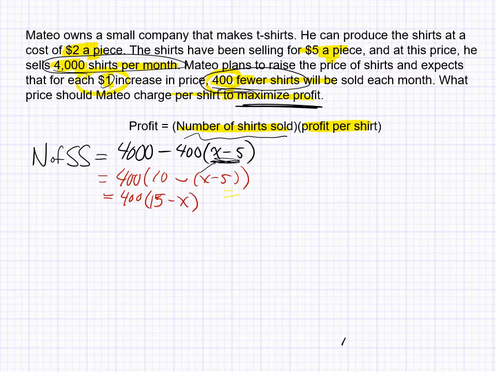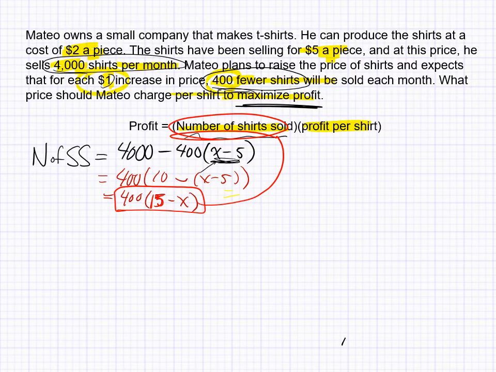So simply we can say that the number of shirts sold is based off of this. So that's going to go here. Then we have to look at what the profit per shirt is. Well, the profit per shirt is based off of the cost. Well, the cost is $2. Every dollar above $2 that you sell a shirt for would be your profit.